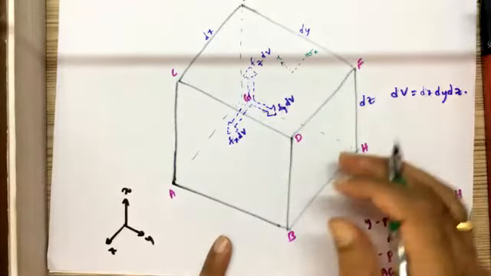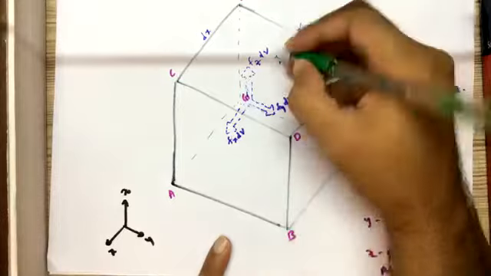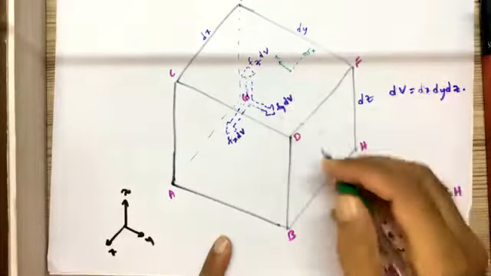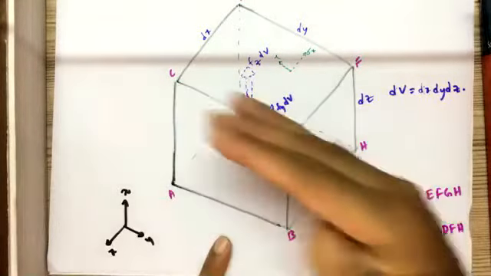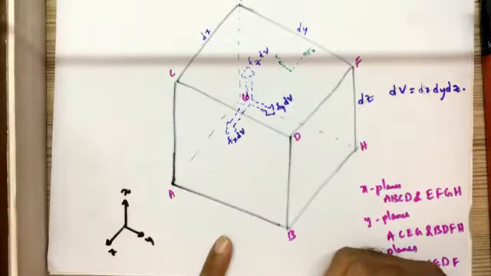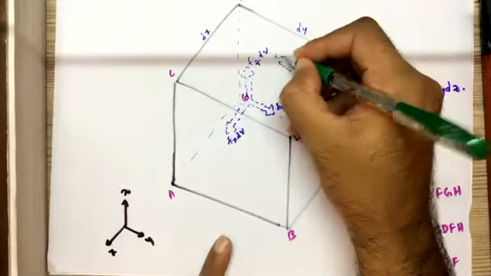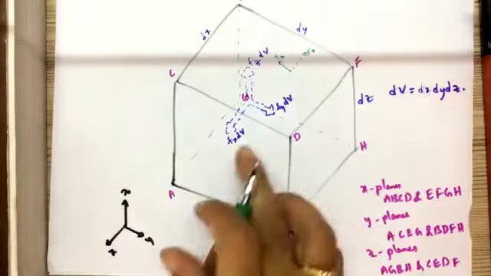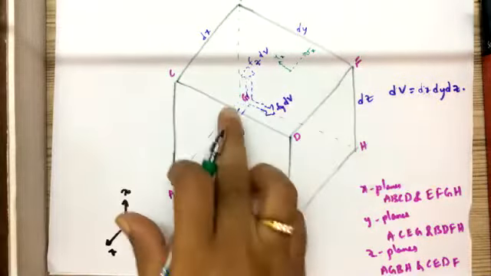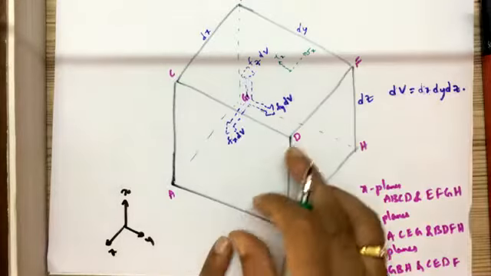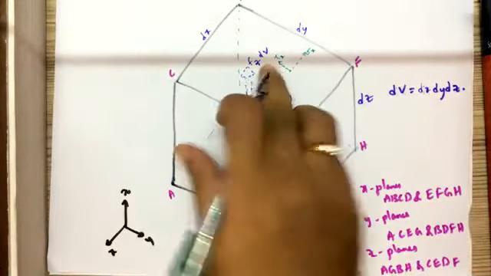Shear stress acting in y direction, shear stress acting on x plane. This is acting in x plane because what is the plane we are now discussing? E, F, G, H, that is x plane. So shear stress acting on x plane, in which direction? It is acting in y direction. So tau xy. Am I right?